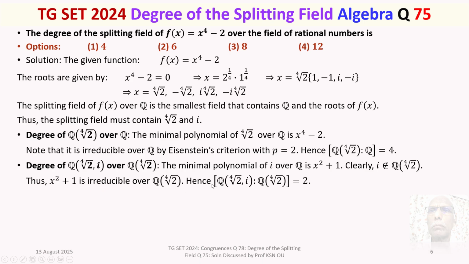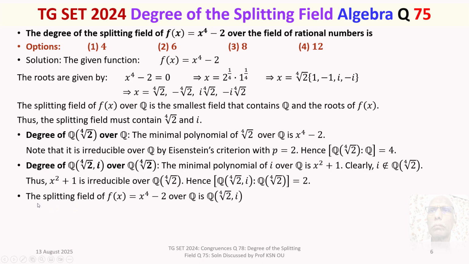Hence, the degree of the extension Q(fourth root of 2, i) over Q(fourth root of 2) is the degree of the minimal polynomial, that is x squared plus 1. The degree is 2. Now use this formula, which is sometimes called the tower formula for fields.